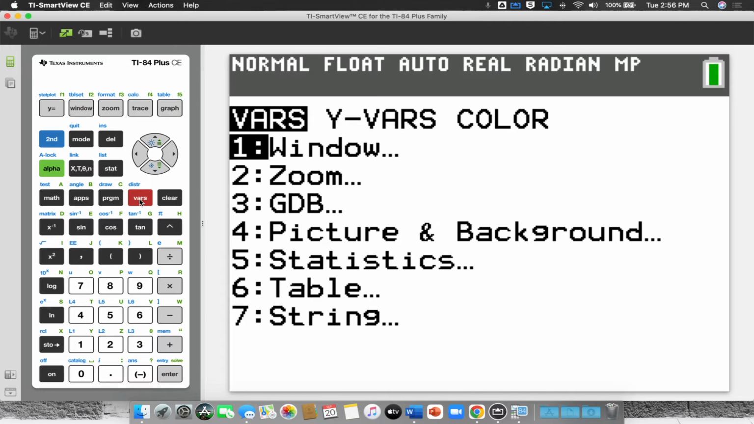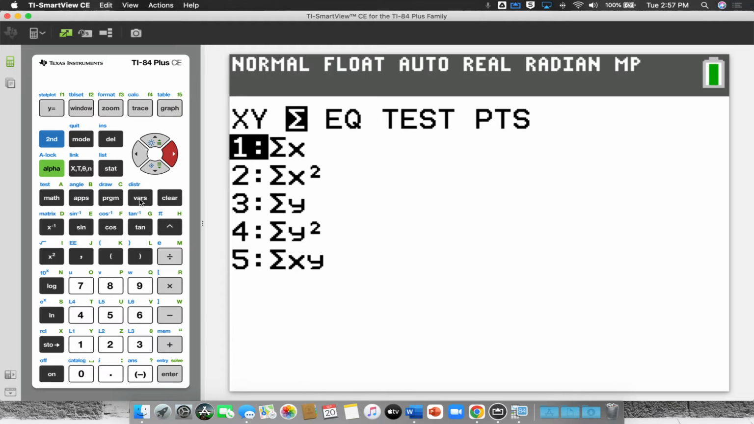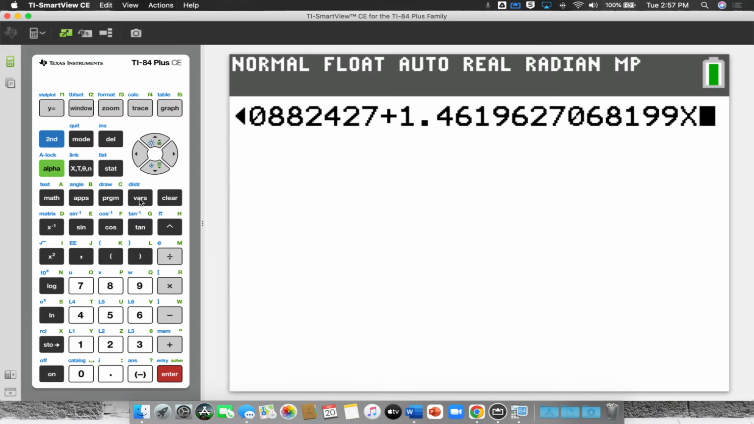From here, it's pretty obvious which one do you think we're going to go to? Look at the list and which one do you think we're going to go to? Statistics, right? This is statistics class. We're going to go to statistics. And then you see the one on top that says EQ, that means equation. So we're going to go over to EQ. And we're going to use this regression equation. Okay, that's the equation right there. That's the actual equation.